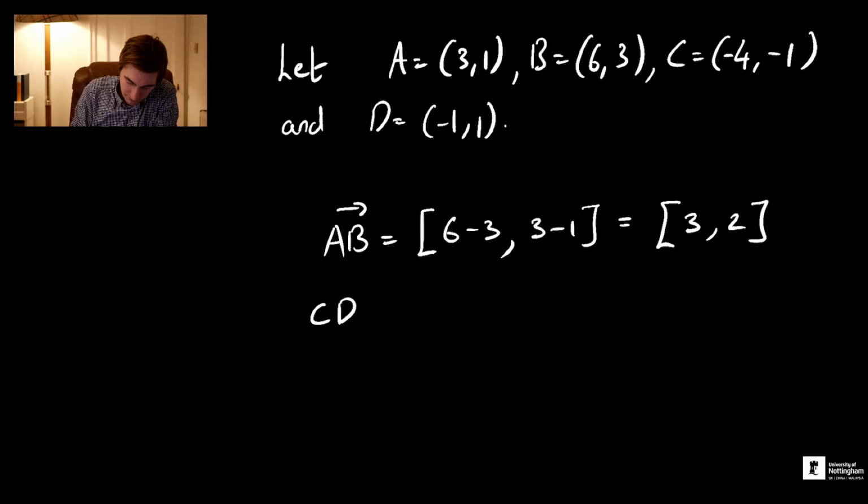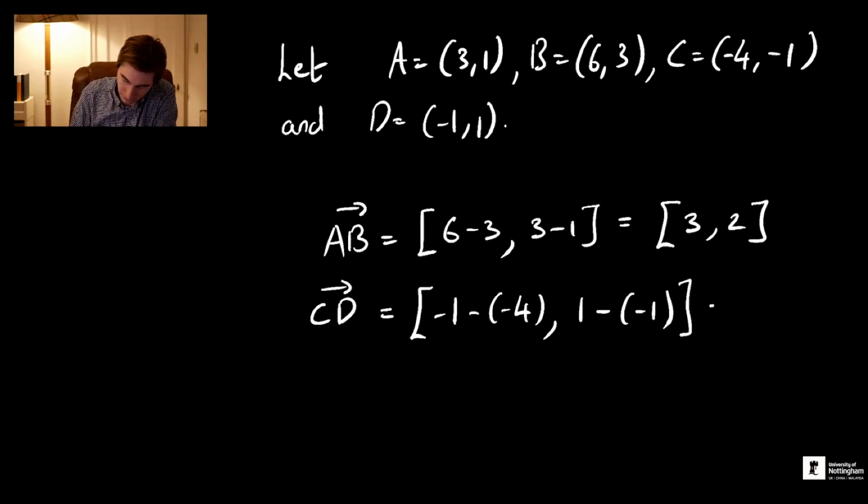Now what about CD? In this situation, I take the first component of D and take away the first component of C. So that's -1 minus -4. And for the second component, I take the second component of D and take away the second component of C. So that is 1 minus -1. Computing that, we've got 4 minus 1, which is 3, and 1 plus 1, which is 2.